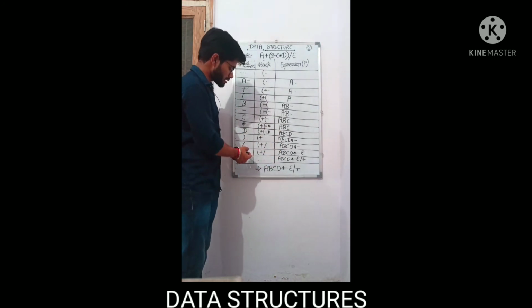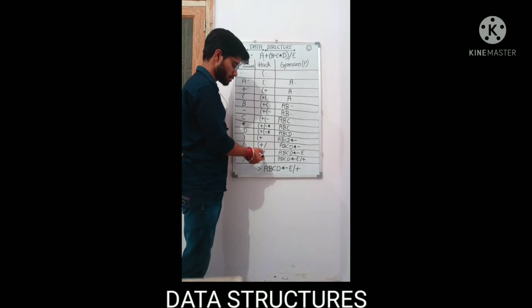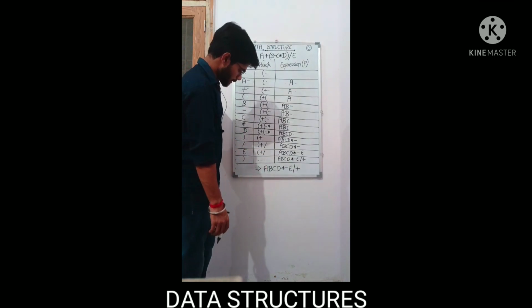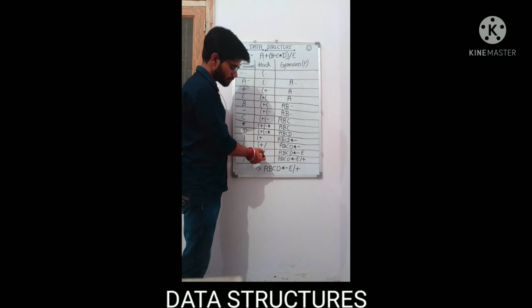Now the next symbol encountered is E. So it is simply added to the expression side and there is no change in the stack. Lastly, we terminate by adding a closing parenthesis, and this set of symbols is shifted to the expression side in reverse order.